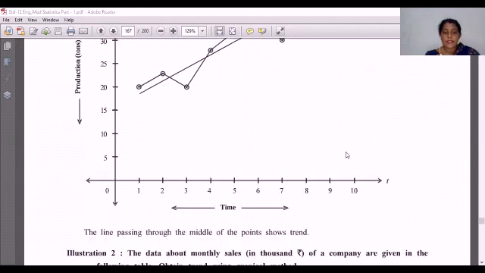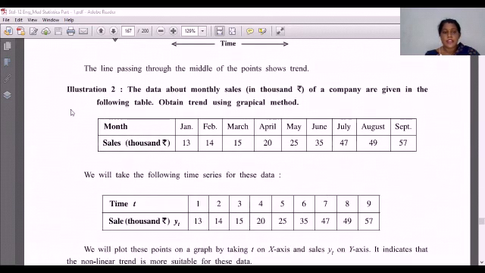Now next graph. See here it is written: the line passing through the middle of the points shows a trend. If you are not writing this line, then also it's okay, because you have already shown it in your graph.